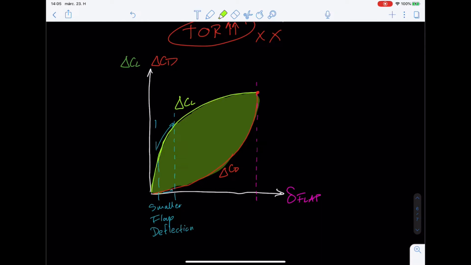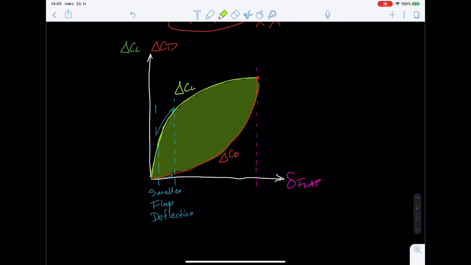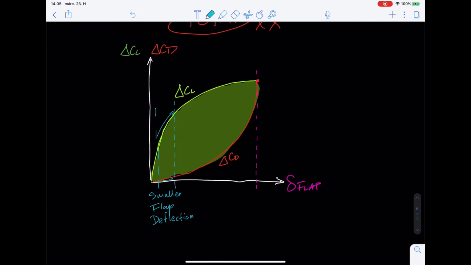Because there's no point in further increasing the flaps, because then you would get more drag than you would get lift, and there's no point in that, right? So for smaller flap deflections, we're getting a relatively large increase in the lift coefficient and a relatively small drag penalty. Okay, so what happens when we further increase it and look at the higher flap deflection angles? So, higher flap deflection.